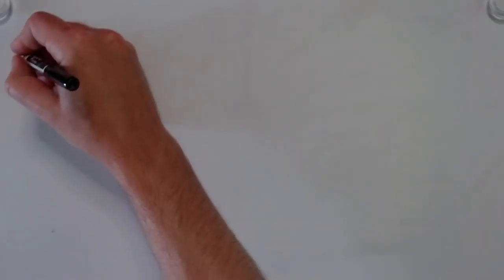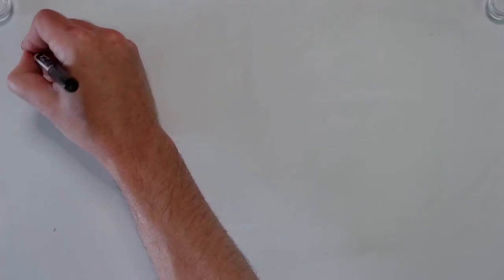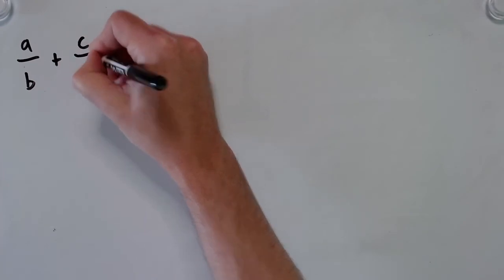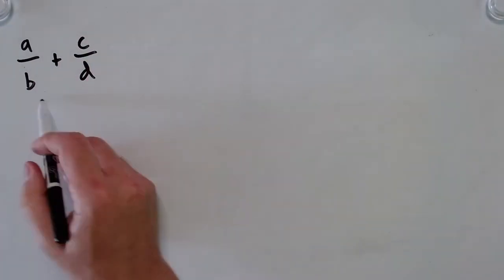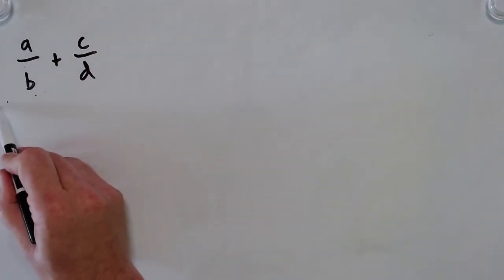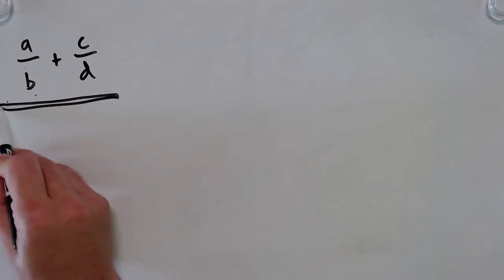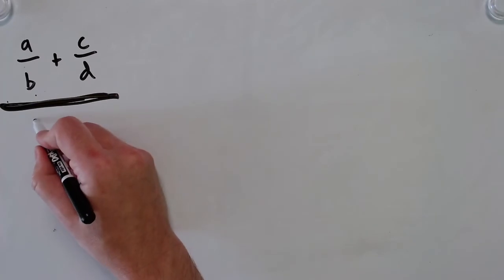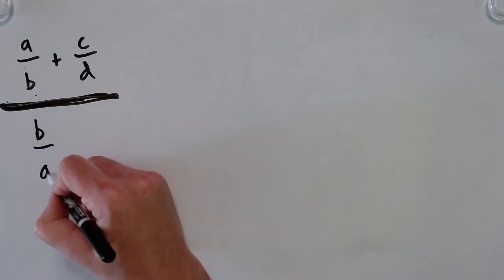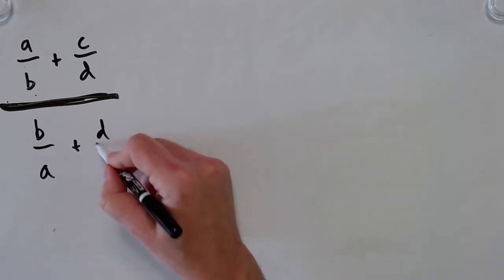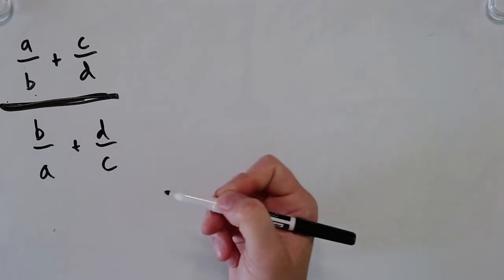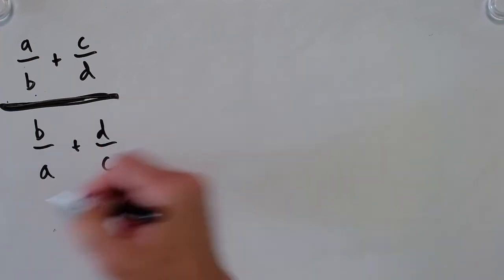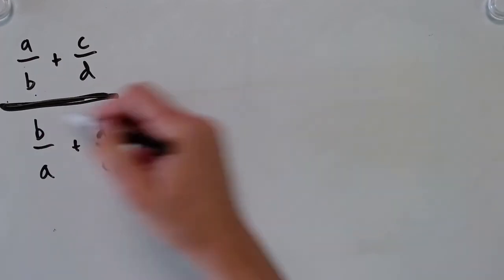Okay, we're going to start up here. We're going to say a over b plus c over d. And you know it's going to get more complicated than that, so we're going to add our super fat bar here. All over b over a plus d over c. So we can't do a reciprocal because it would be 1 over this. We need to find the reciprocal of the entire denominator down here.